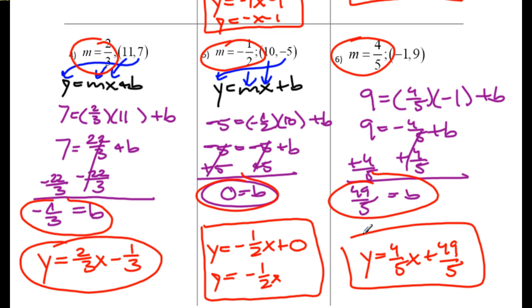Alright, so that's how you find the equation of a line when they give you the slope and another point. Okay, you plug it into the slope-intercept form, find your b, then just plug in your b and your slope and your m, and that's it.